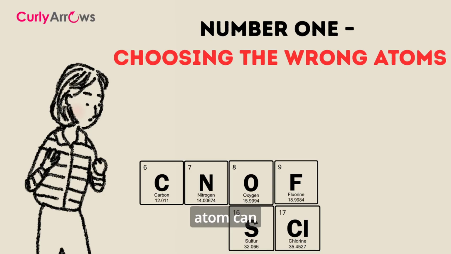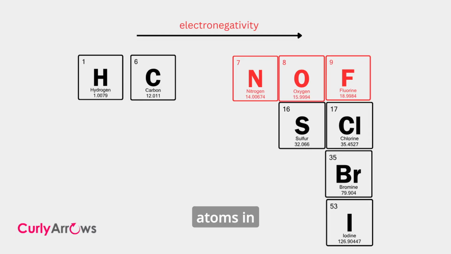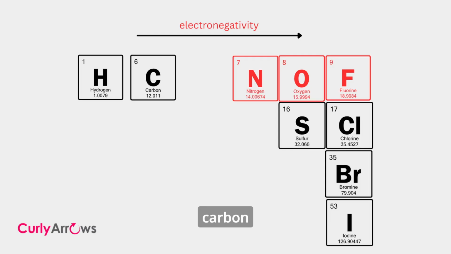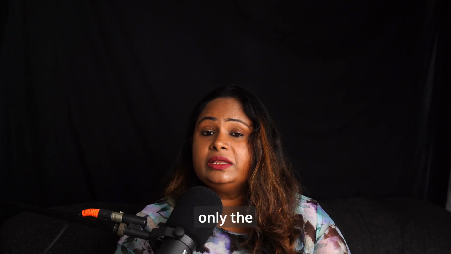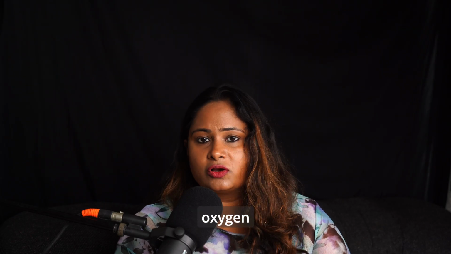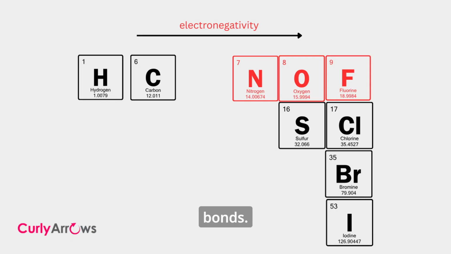Number 1, assuming that any electronegative atom can form a hydrogen bond. When choosing electronegative atoms in organic chemistry, we pick those with higher electronegativity than carbon and hydrogen. Of these 7 electronegative atoms without carbon and hydrogen, that is, the atoms of fluorine, oxygen, nitrogen, chlorine, bromine, iodine, and sulfur, only the highest electronegative atoms of fluorine, nitrogen, and oxygen can form hydrogen bonds.